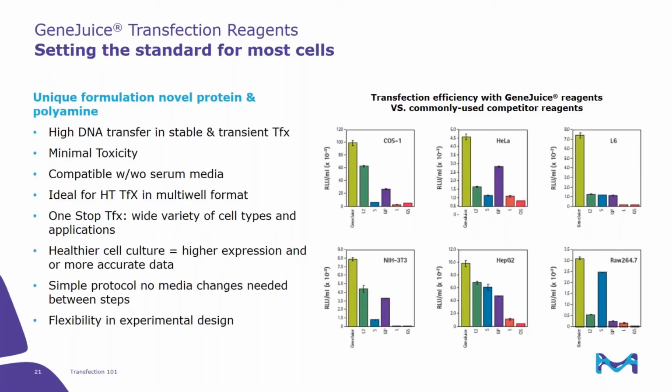Gene Juice is a DNA transfection reagent uniquely formulated with novel protein and polyamine. It has minimal cytotoxicity, is compatible with or without serum media, and is ideal for high-throughput transfection in multi-well formats. It works in a wide variety of cell types with very high transfection efficiency. The data shown here demonstrates Gene Juice's superior transfection efficiency compared to commonly used competitor reagents in 6 different cell types. It is very easy to use with no media changes needed between steps and flexibility in experimental design.